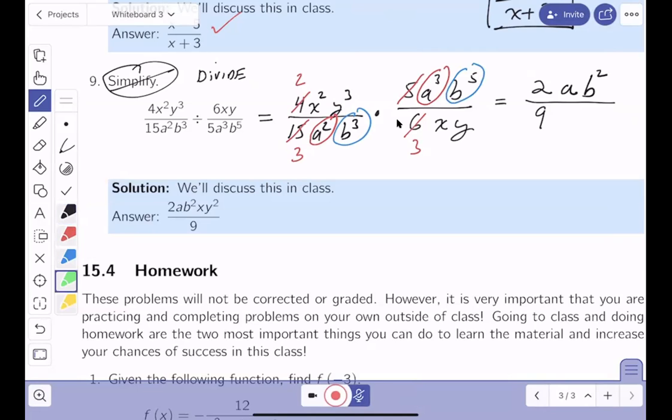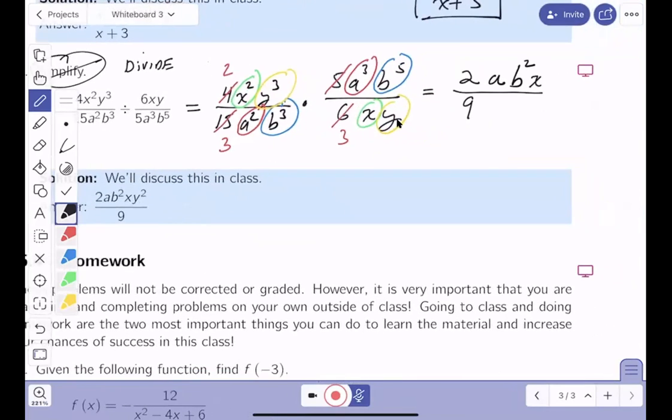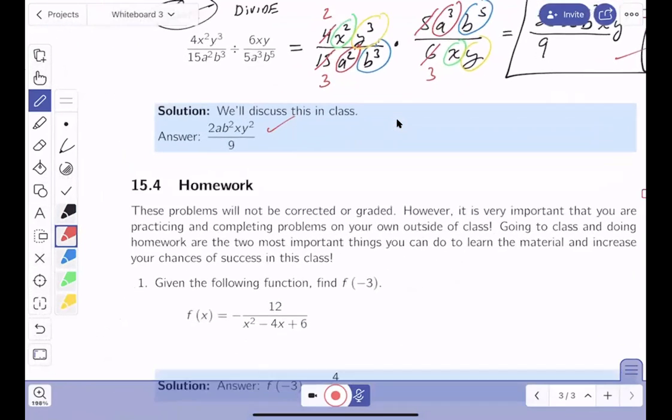Now I'm going to go to the X's. Again, I'm going in alphabetical order. What do I see? 2 factors of X on top, 1 on bottom. Certainly 1 would cancel off. I'm left off with 1 on top. Last but not least, the Y's. And what do you see? 3 factors on top, 1 on bottom, 1 cancels off. You're left off with 2, which is Y squared. All right, let's look at the key. 2ab squared xy squared over 9. Perfect.